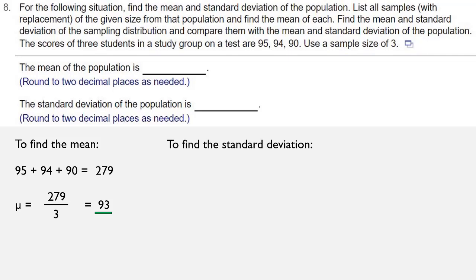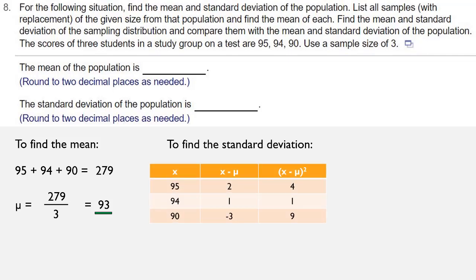We're going to take our x values, then subtract the mean from those, and then square those values. So our x values are 95, 94, and 90. We subtract the mean of 93, and 95 minus 93 is 2, 94 minus 93 is 1, 90 minus 93 is negative 3. We square the values in the central column. 2 squared is 4, 1 squared is 1, negative 3 squared is 9.